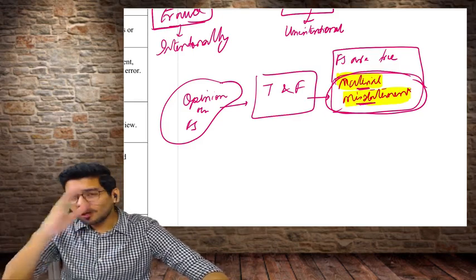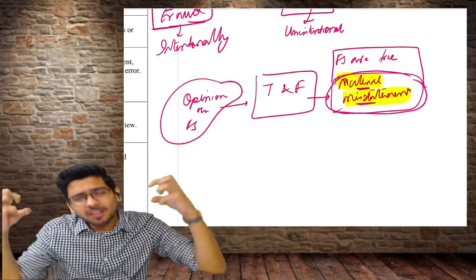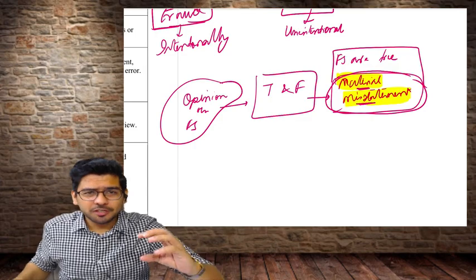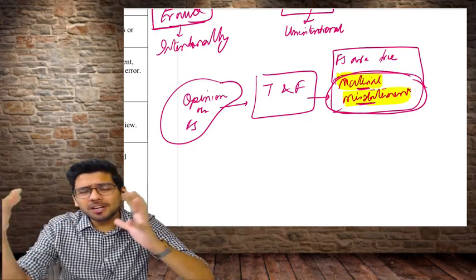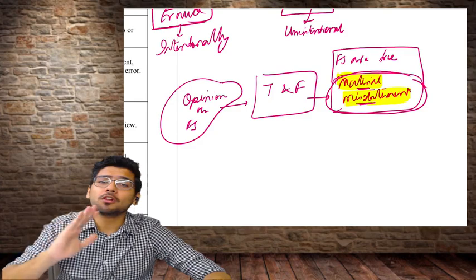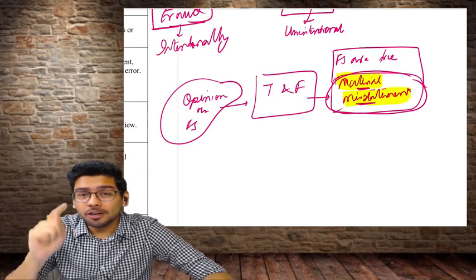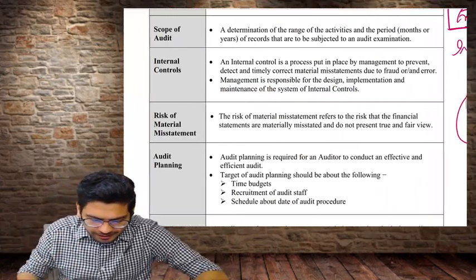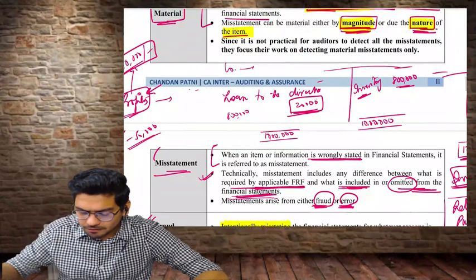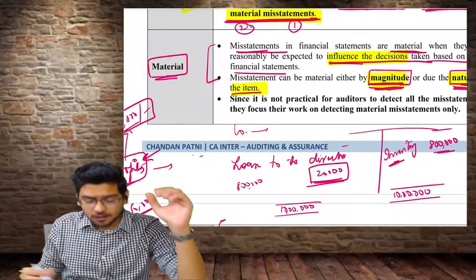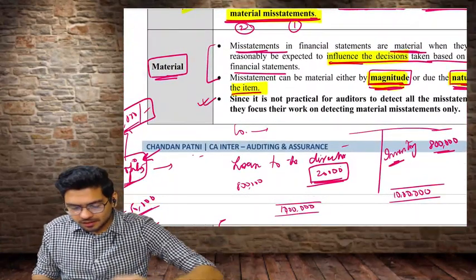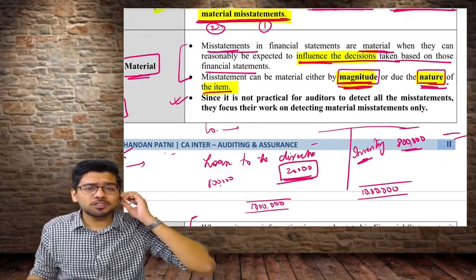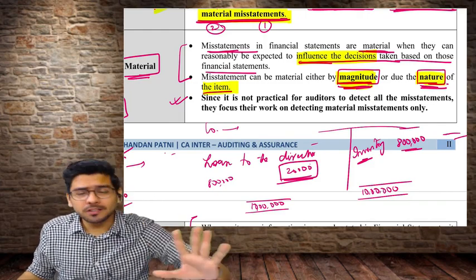It is not possible for the auditor to check all the misstatements. There may be some misstatements which are very trivial in nature, which will not impact the decisions of the users. So the auditor will not be concerned with those misstatements. The auditor will always be concerned with material misstatements. I have just written this concept in one line here. No doubt we are going to discuss this at length when we start with chapters, but check this point here. Since it is not practical for the auditors to detect all misstatements, it will not be possible for the auditor to check all the things in the financial statements.